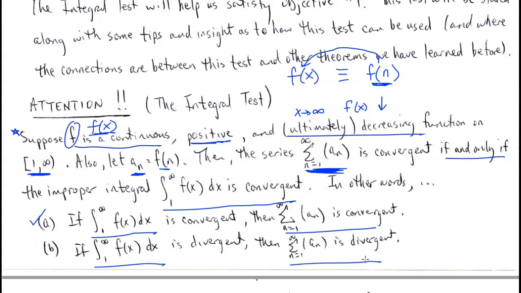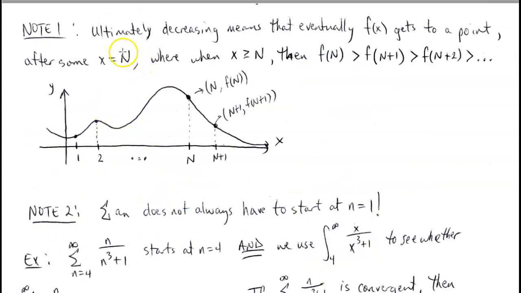So what I'm going to do now is just sort of elaborate on some of the concepts that I was talking about here in this first sentence to kind of give you a visual of what that's talking about. So from our first note, we see here that ultimately decreasing means that, again, as x approaches infinity, my y values will continue to get lower and lower and lower.